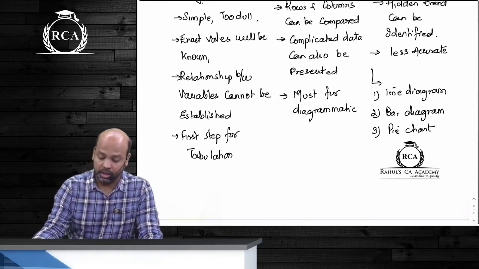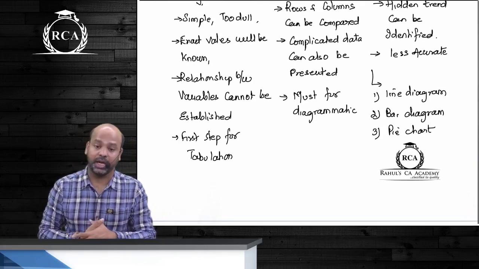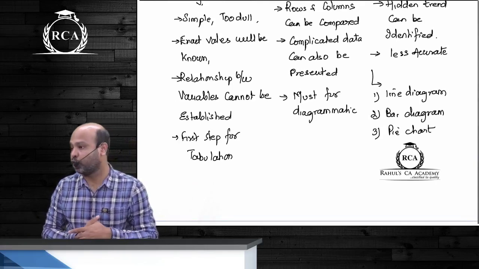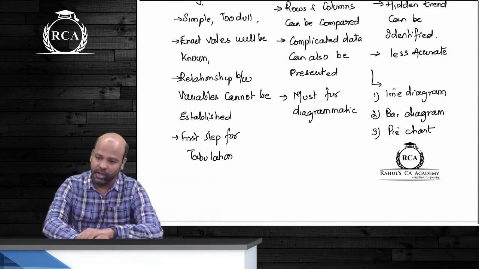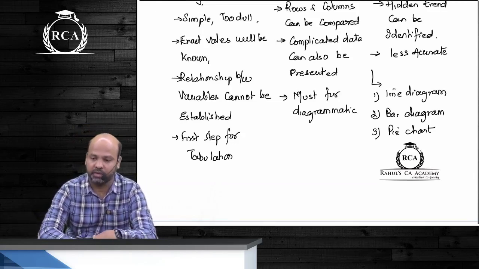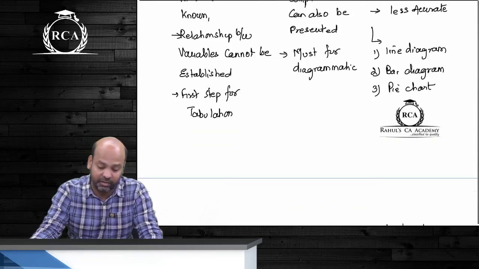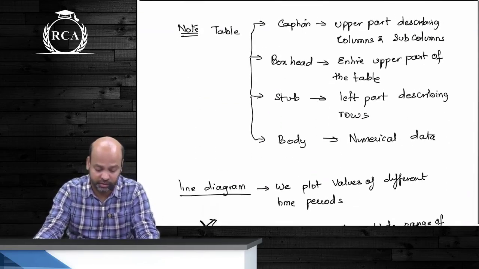Now under this we did line diagram, we did bar diagram, and then we did pie chart. Line diagram is used only for time series data. You plot the corresponding time period on the x-axis, the value on the y-axis. We will use logarithm of those values. Instead of plotting y values directly on the y-axis, you will plot log of those values.